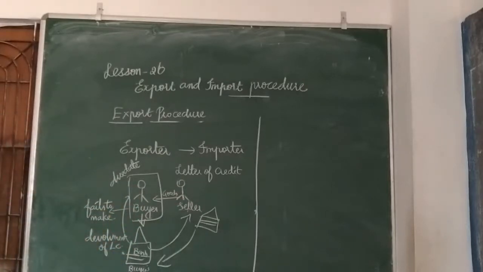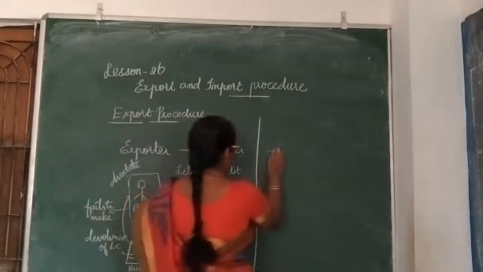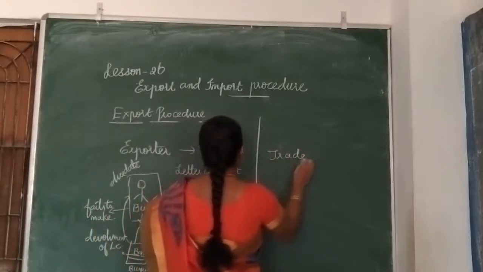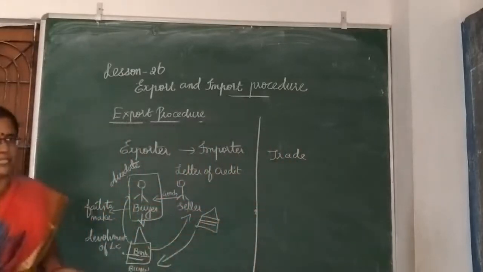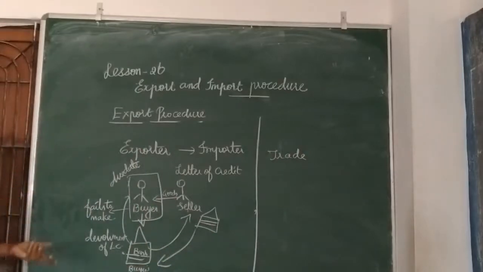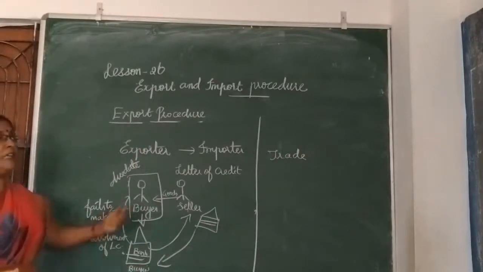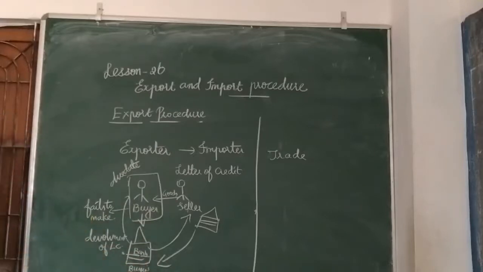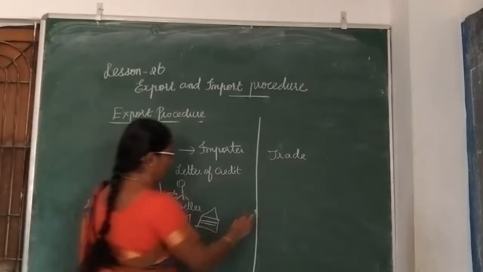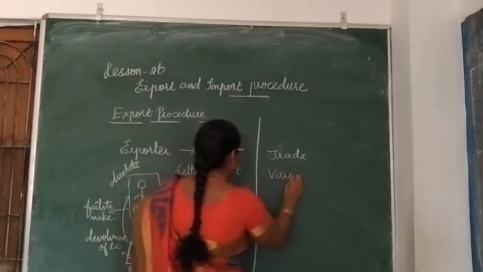Then what is the need of LC? It promotes trade, because the importer is in one place and the exporter is in another place, isn't it? They can't meet each other. There is no face-to-face meeting. Because of LC only, we are getting the credit worthiness. So it promotes trade, hence various transactions take place, and this is all about LC. We can carry out the transaction in various places.